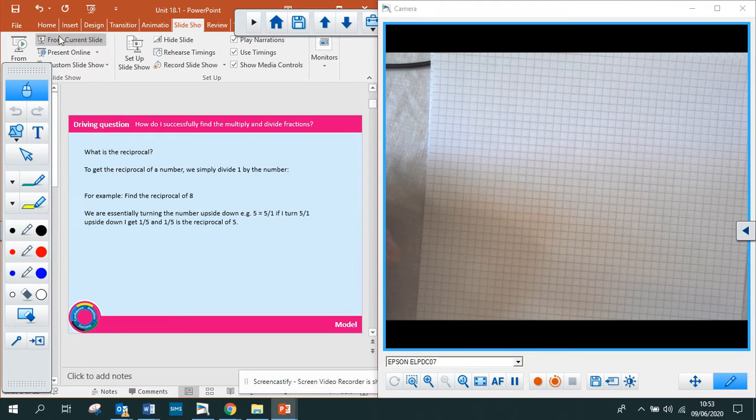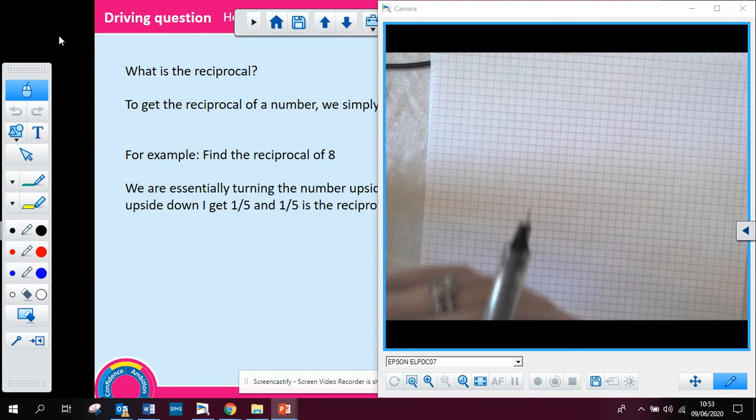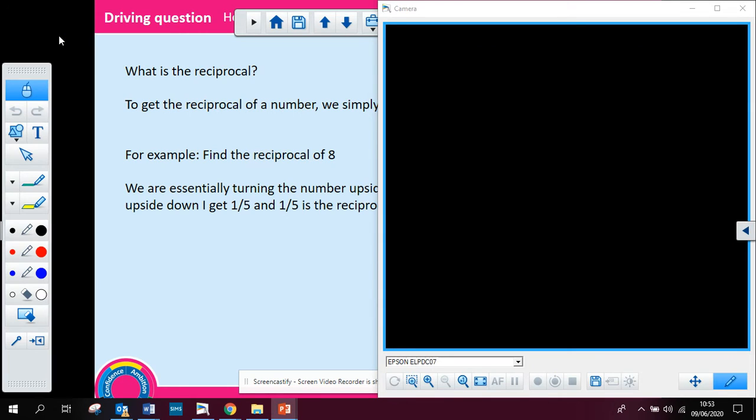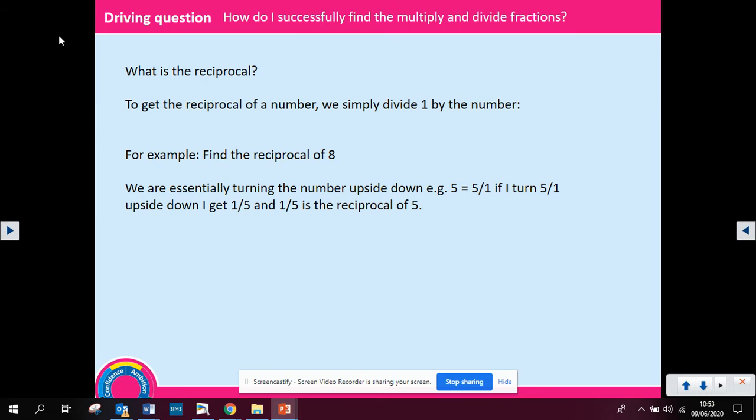So we're going to start by considering what the reciprocal is, okay? Sometimes you'll be asked to find the reciprocal of a number or the reciprocal of a fraction, etc. And you need to know what to do there. To get the reciprocal of a number, we simply divide 1 by the number.